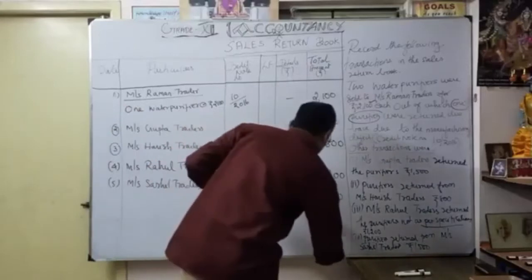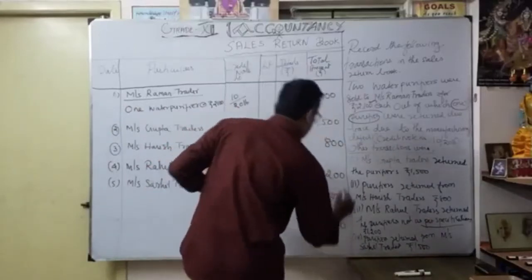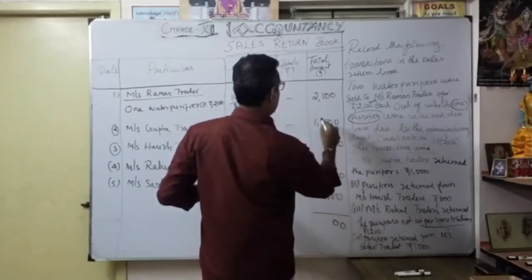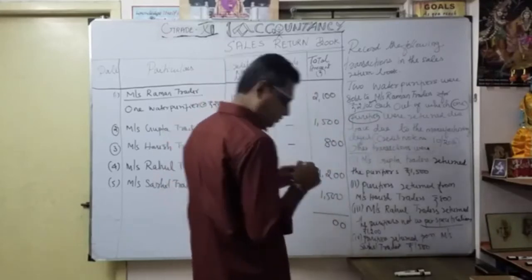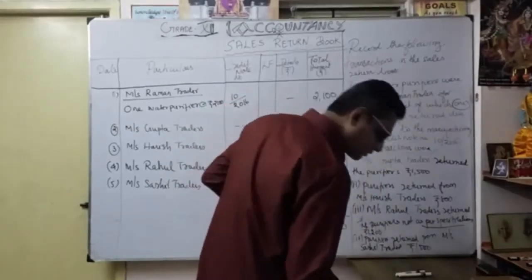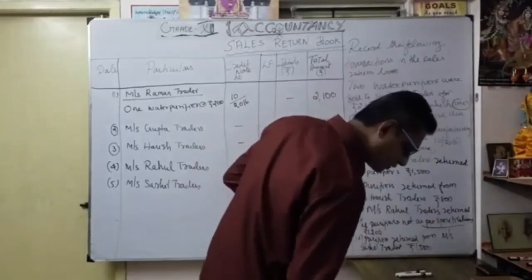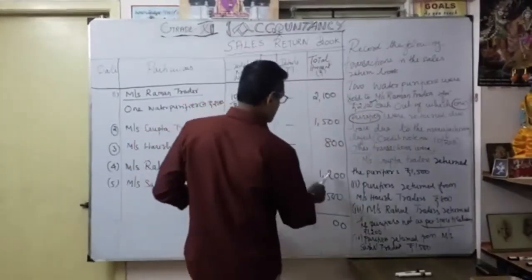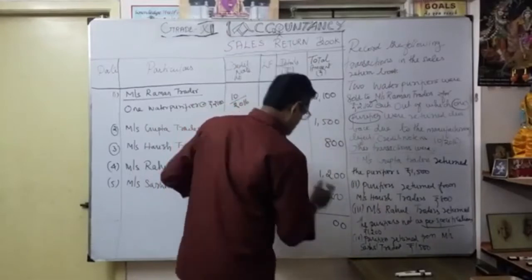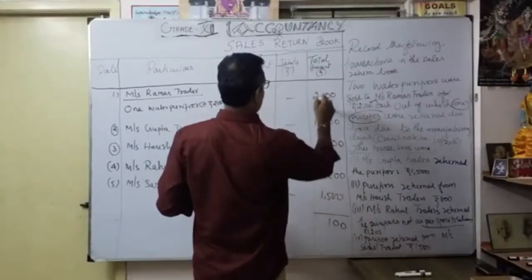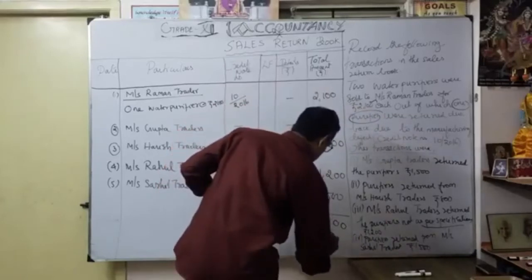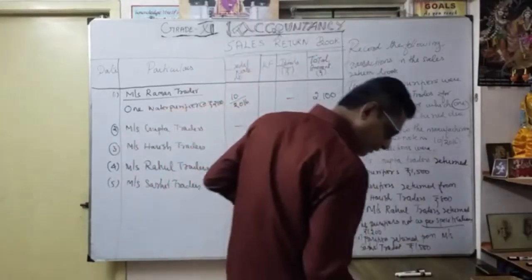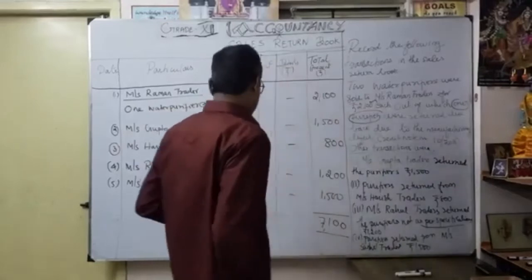Now we will see what the total is. 1,500, 800, 1,200, 1,500. Sorry, this is 1,500. Correct. So 5 plus 2 is 7, 15, 20, 21, and the balance 2, 4, 5, 6, 7. So how much? 7,100. Understood? 7,100.